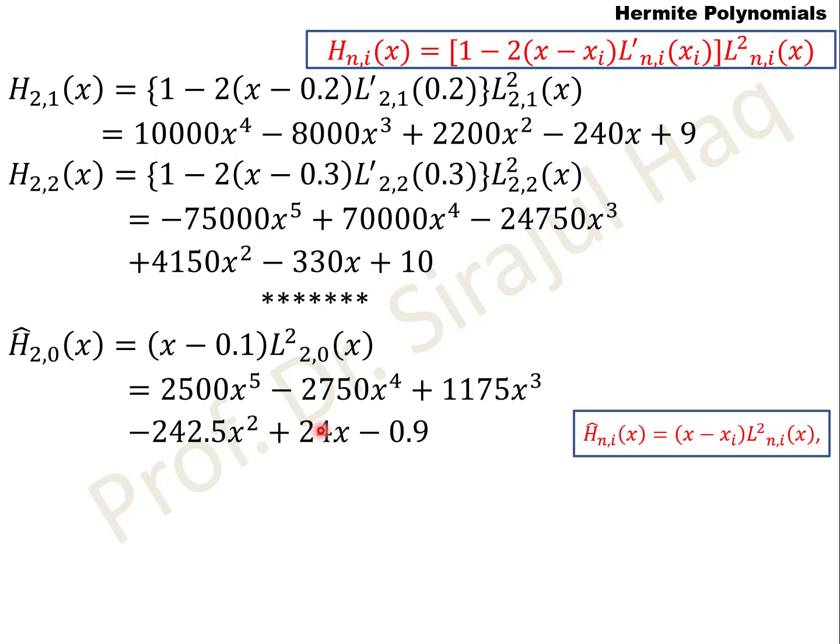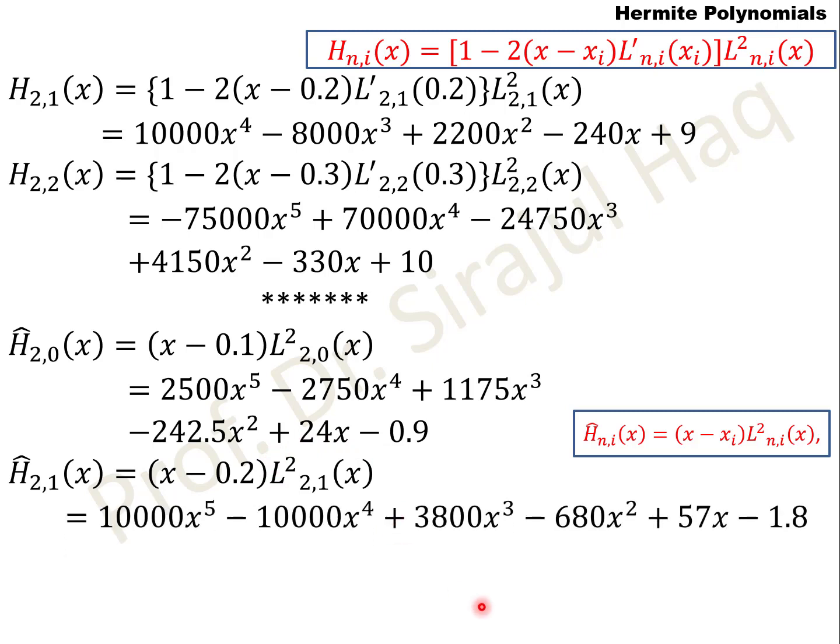Now let's substitute i is equal to 1 in this expression. So we are getting h2 1 hat, x minus x1, the value of x1 is 0.2, multiplied by L2 1 square, and again this value is known to us. So let's substitute the value, and when we substitute the value, we get a polynomial of degree 5 here also.